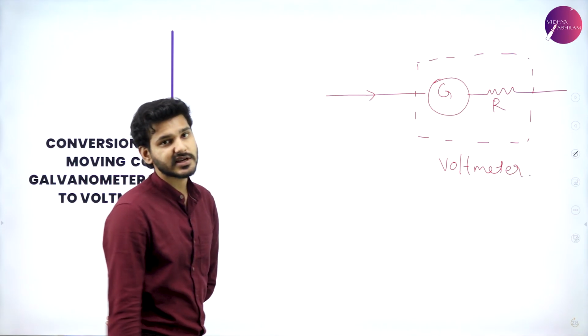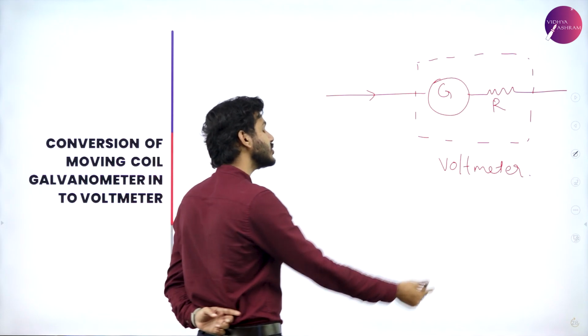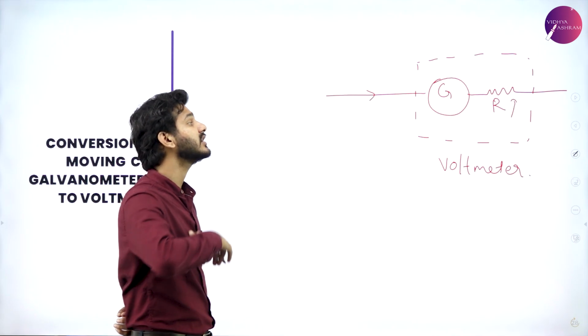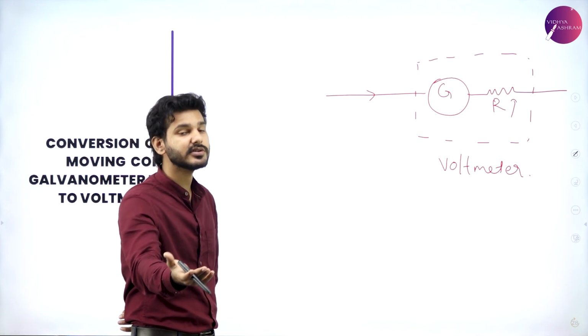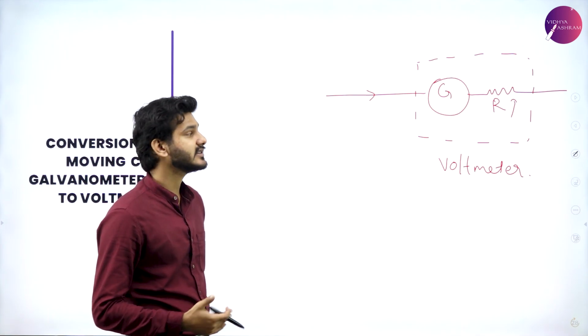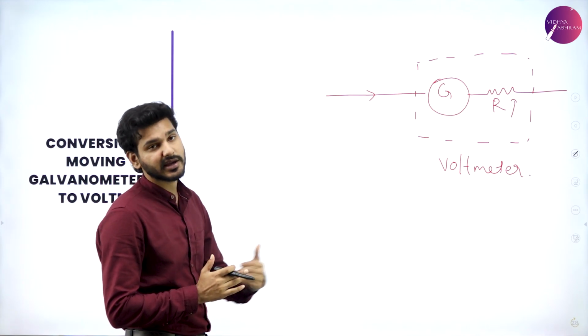Here the current will be the same, the only thing is that the voltage will differ. So as you increase R, R should be a really high value. If you increase R into the millions, it is completely fine. That much voltage it can detect. That will be a good voltmeter if R is of a high value.